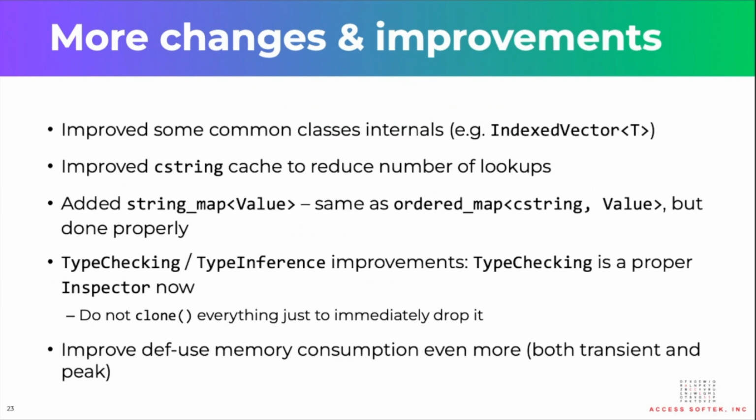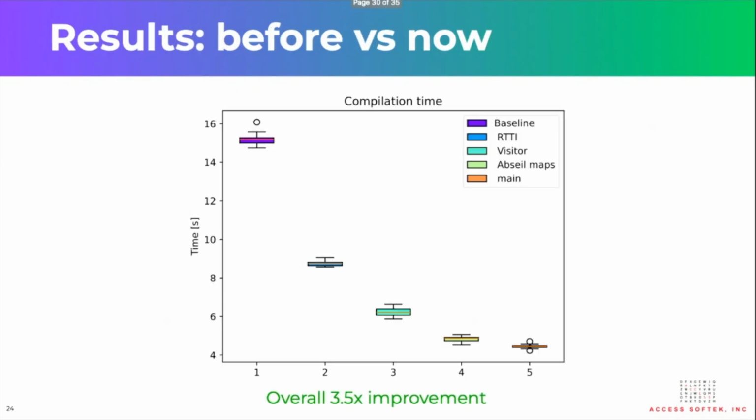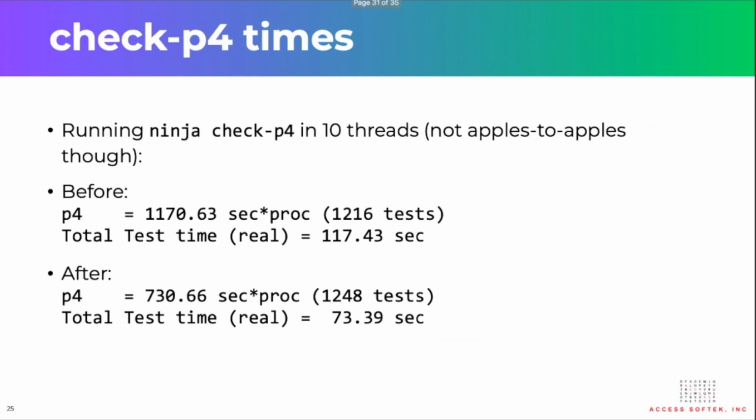Plus there were other changes and improvements in the internals, like C-string caches, some type checking and type inference improvements, plus use-def memory consumption. And this is what we have. The first one is what we had originally, and in the end we ended up with like a 3.5x improvement in compile time. The check before is also improved. It's not an apples-to-apples comparison because there are different numbers of tests, but still.